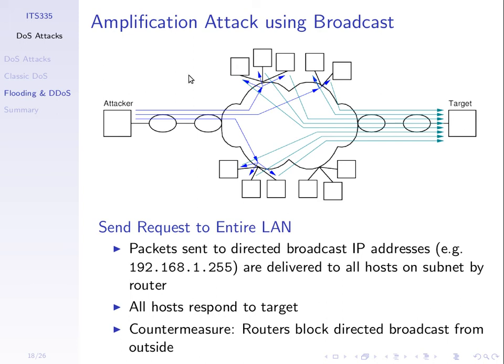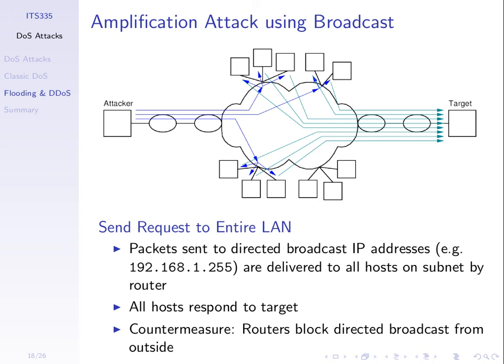What the attacker does, let's say on this bottom LAN, let's say they've identified a LAN there, and they send one packet to the broadcast address of that LAN. How do you calculate a broadcast address? 255 is common, that the last n bits are all ones, which often results in an address something dot something dot something dot 255, but it depends on the mask. Okay, so those are broadcast addresses.